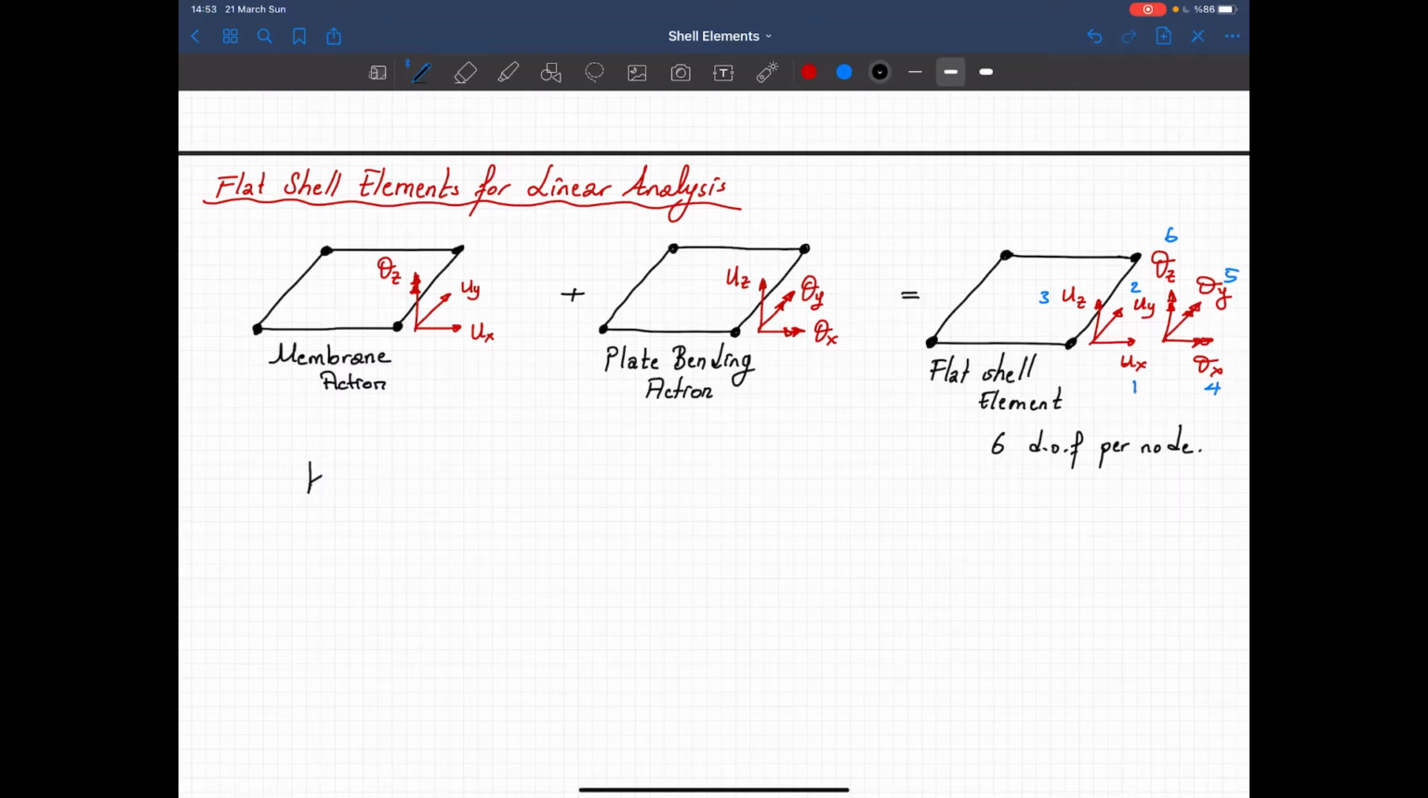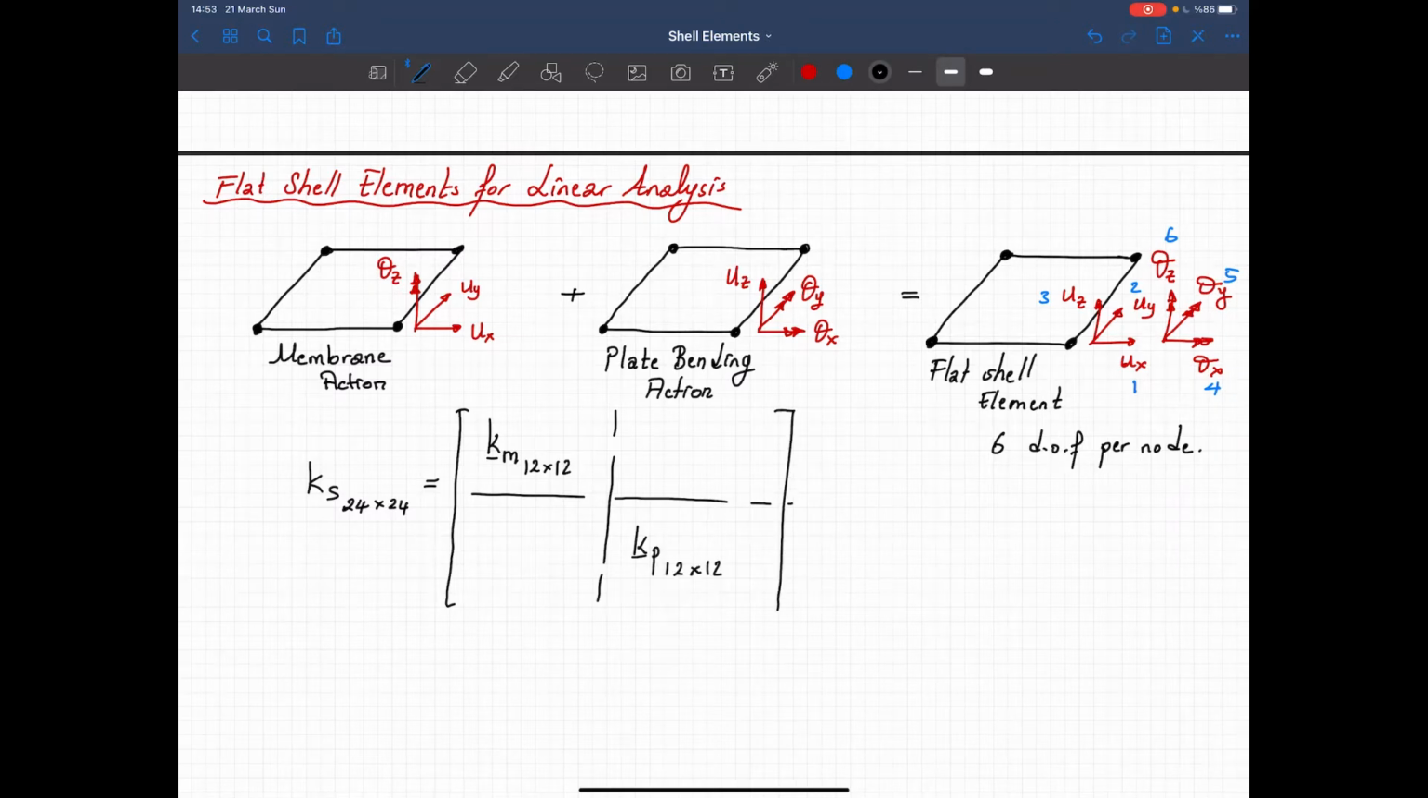So we'll end up with a shell stiffness matrix. It will be a 24 by 24 matrix, and that will be equal to the stiffness matrix for the membrane element, which will be a 12 by 12, and then the stiffness matrix for the plate bending element, again a 12 by 12. Since this is a flat shell element, the membrane action and the plate bending action are uncoupled, so we have zeros here.